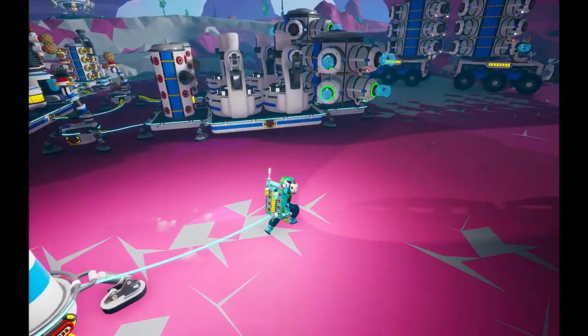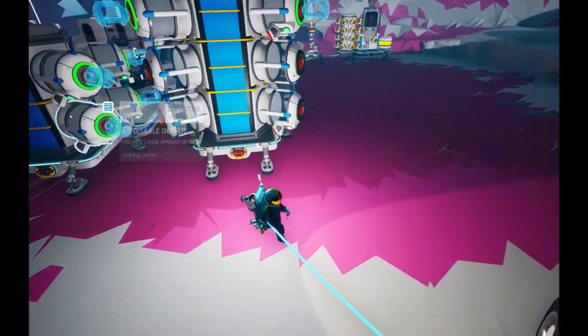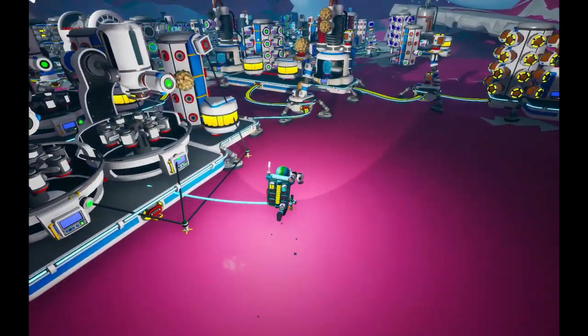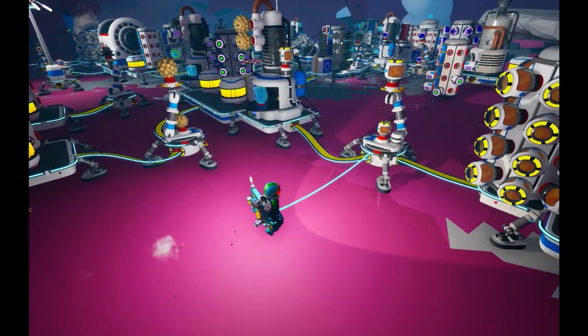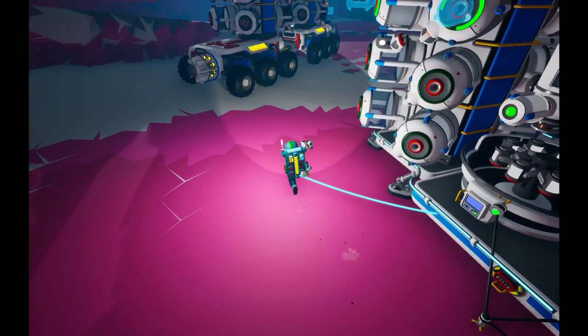Okay? These two machines over here are producing graphite for the graphene and ammonium for the hydrazine, which is also used to make the graphite. These aren't running right now because I have an excess supply of graphite, or graphene, I should say.